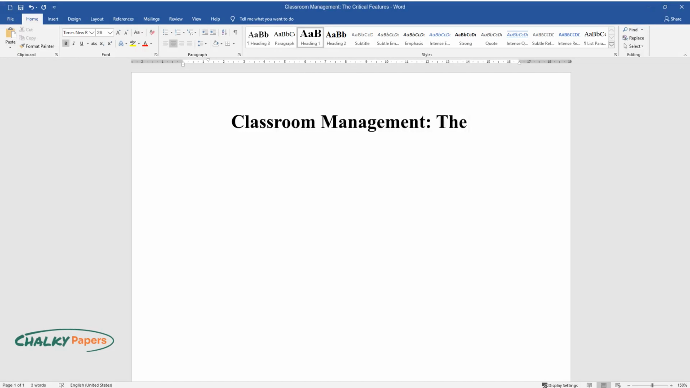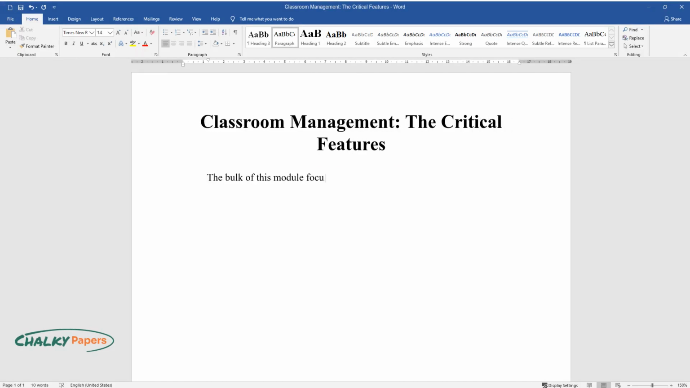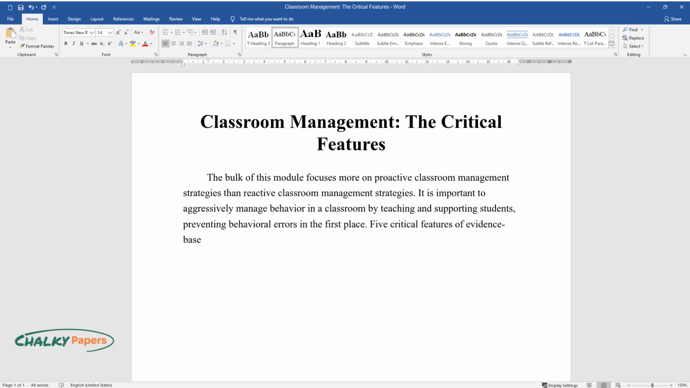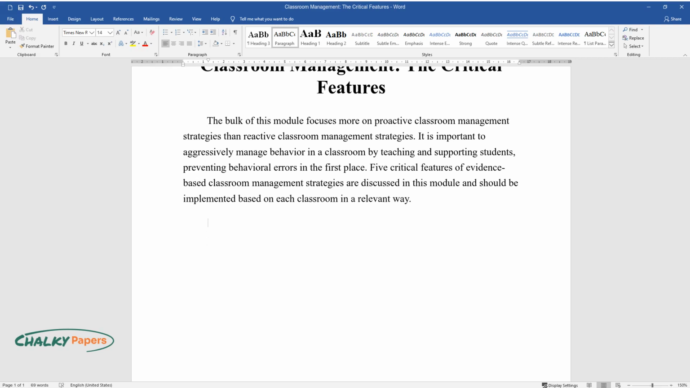Classroom management, the critical features. The bulk of this module focuses more on proactive classroom management strategies than reactive classroom management strategies. It is important to aggressively manage behavior in a classroom by teaching and supporting students, preventing behavioral errors in the first place. 5 critical features of evidence-based classroom management strategies are discussed in this module and should be implemented based on each classroom in a relevant way.